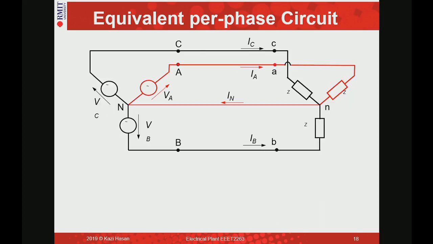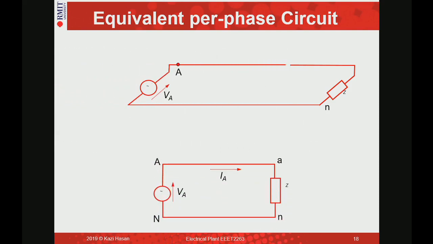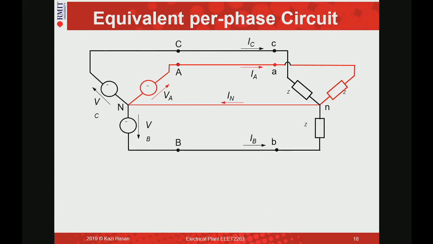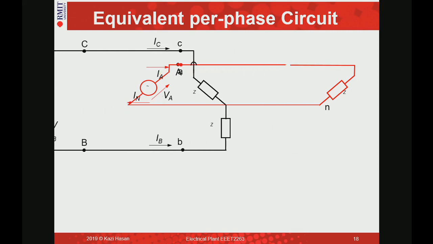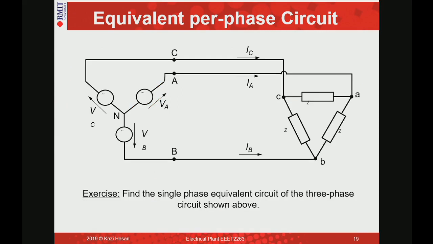From this connection, YY, you can get an equivalent per phase circuit like this. Again, from the YY connection, you can get the equivalent per phase single-phase circuit. So you get this circuit. If it is Y delta, what will be the single-phase circuit? Try at home.